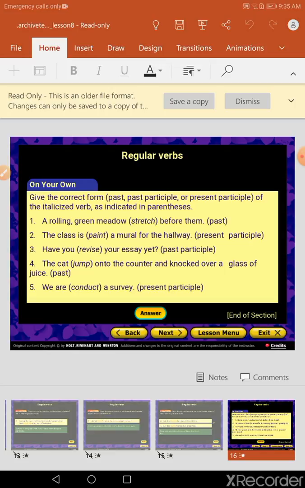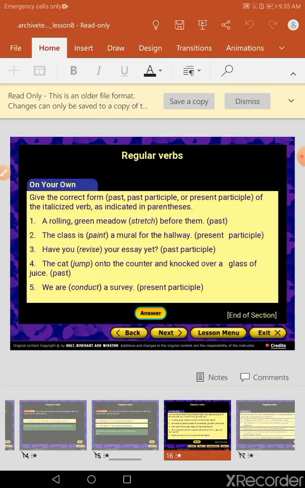The second point, give the correct form, past participle or present participle, of the italicized verb as indicated in parentheses. Remember, guys, present participle or past participle, they both need helping verbs before them. As for the present participle, you need am, is, are, was, or were, for example. And as for past participle, you need have, has, or had. So now, the first question, try to answer them, please, quickly. After you're done, pause the video and we'll make sure of the answers together.